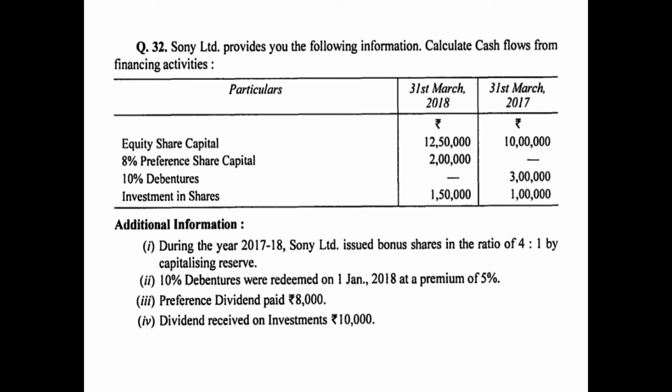So the first particular is the equity share capital. Current year it is 12,50,000 and last year it was 10 lakh. So that means there is an increase of 2,50,000. This might be because of issue of share capital. The second one is 8% preference share capital. Last year there was no preference share capital, and current year there is a preference share capital of 2 lakh. So it might be because of issue of further preference shares. Then 10% debentures. Last year it was 3 lakh, current year none, or nil balance. That means these 3 lakh debentures have been redeemed.